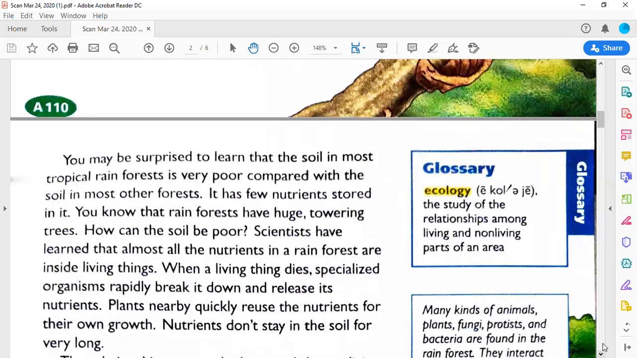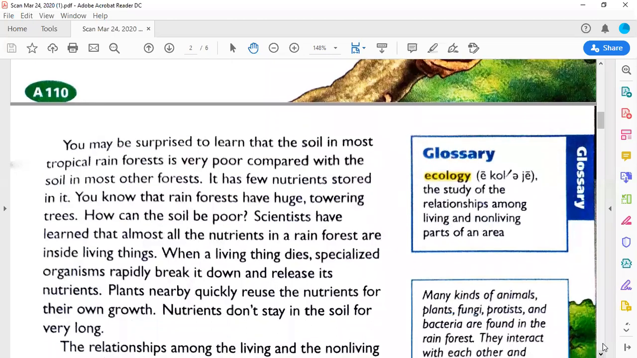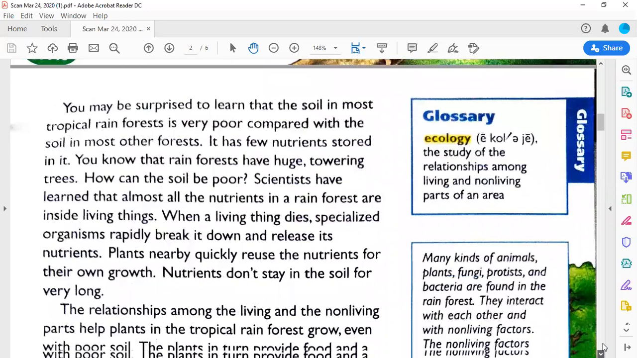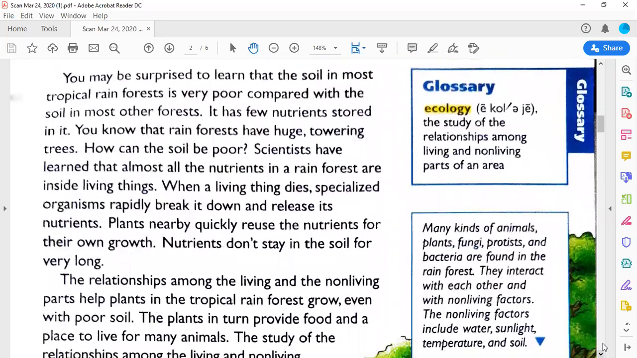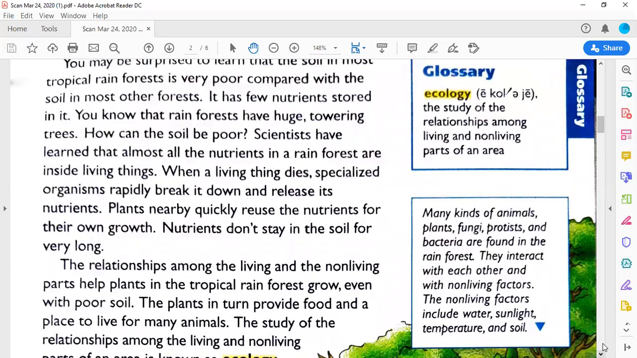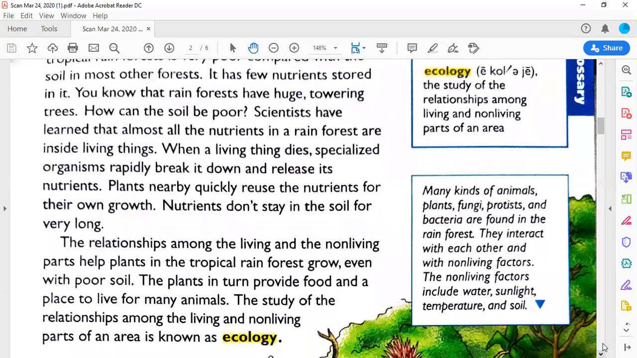Plants nearby can use the nutrients for their own growth. Nutrients don't stay in the soil for very long. The relationships among the living and the non-living parts help plants in the tropical rainforest grow even with a poor soil. The plants in turn provide food and a place to live for many animals. The study of the relationships among the living and non-living parts of an area is known as ecology.